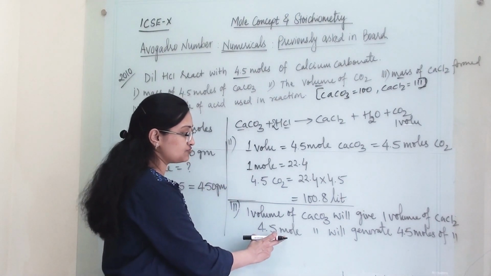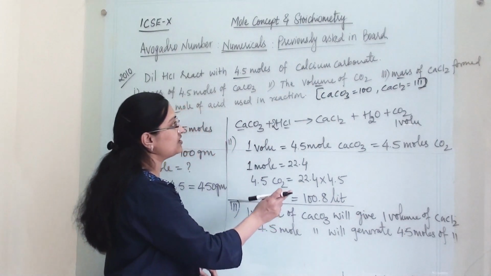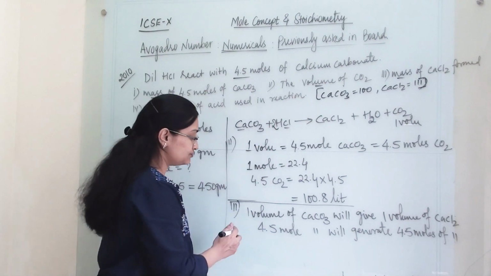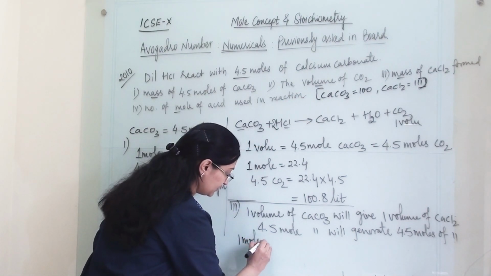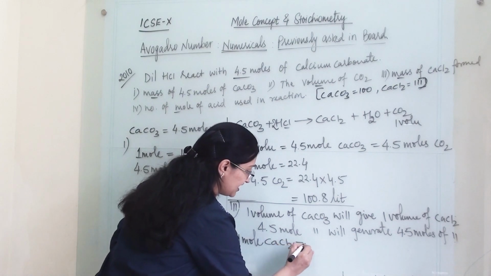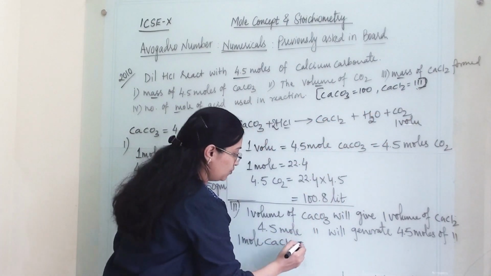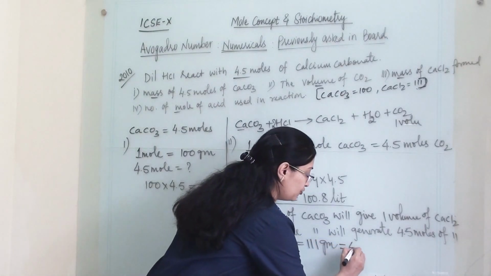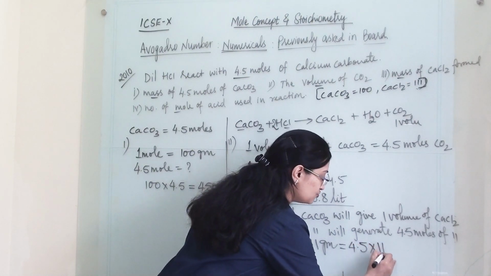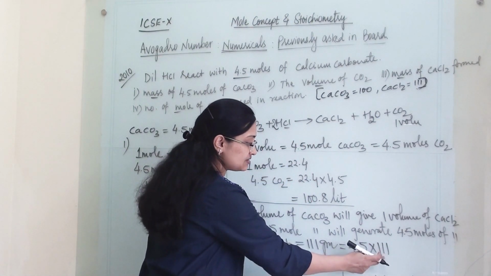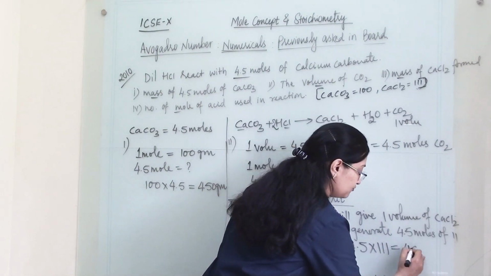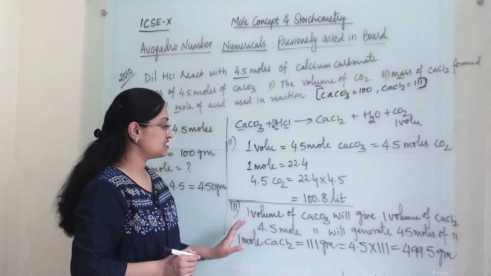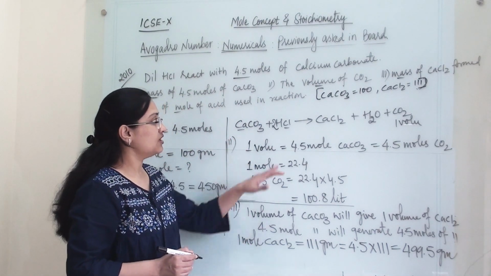So here how many moles do we have for calcium chloride? 4.5. Now we have to find out the mass of calcium chloride. So 1 mole of calcium chloride has how much mass? 111 gram mass is there. Then for 4.5 moles we need to multiply it with this mass. So the answer is 499.5 gram weight it will have. So this is how we have calculated for calcium chloride.